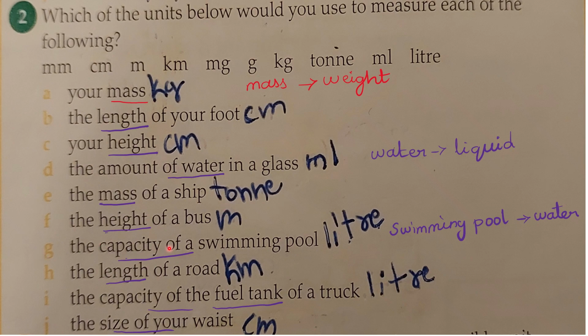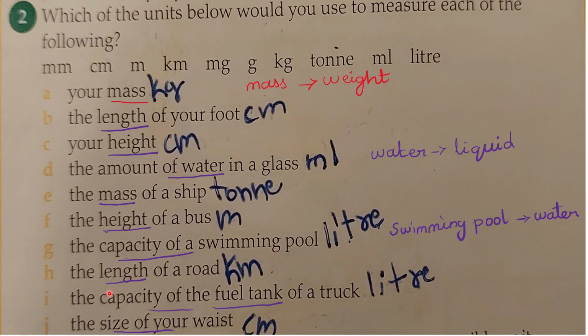The height of a bus. Okay. Height. But what is that object? It's a bus, very big bus. So the height of the bus will be in meter, not a centimeter. Okay. G sum is the capacity of a swimming pool. Okay. It's a very big swimming pool. The capacity of this definitely will come in liter.